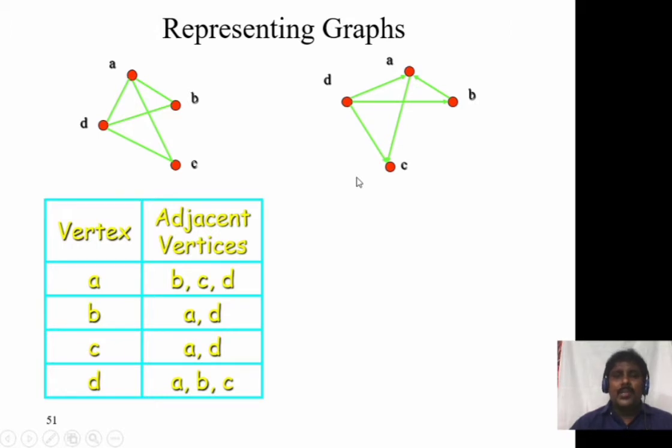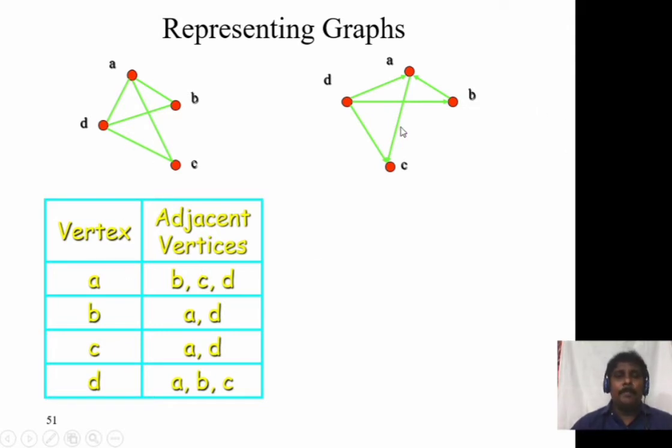Next, here there is another diagram, but what is the difference between these two diagrams? In this diagram there are no directions, and in this diagram there are directions. So this is a directed graph and this is a non-directed graph. We already know non-directed graph means it has no directions, and directed graph means it has directions.